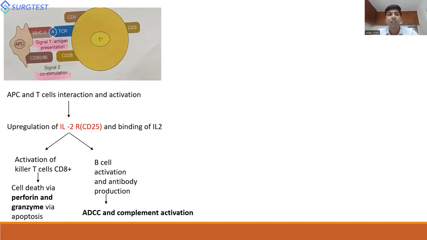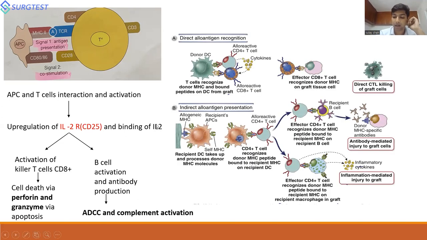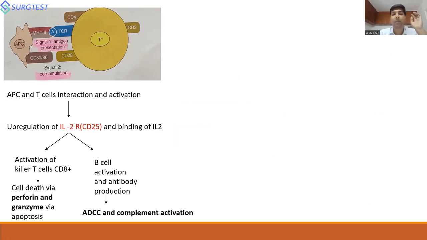As soon as the activation happens, two pathways follow: helper T cells activate killer T cells and activate B cells. Killer T cells, in a very simplistic manner, lead to activation of perforin and granzyme, which are again specific enzymes, as we had lysozyme in the previous years. What do they do? They lead to apoptosis of the cell. They don't lead to necrosis, which is an important part. They lead to apoptosis of the cell. B cells lead to B cell activation and antibody production. This is a very simplistic diagram and representation. The primary important thing is two signals and interleukin-2 upregulation.